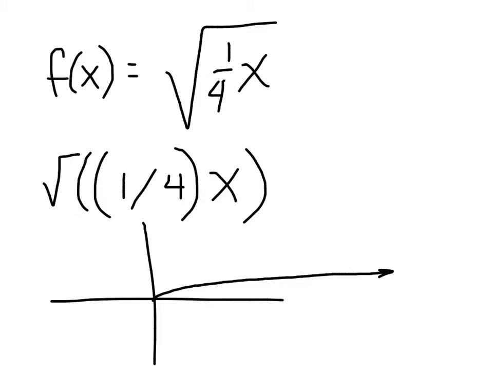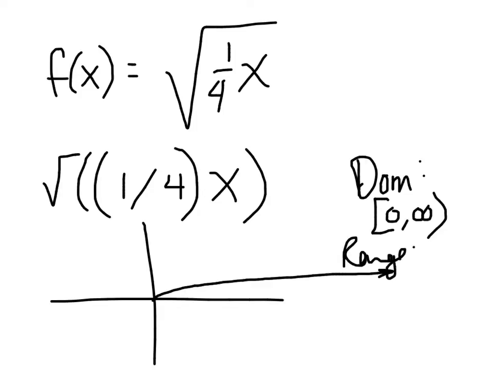Okay. What's the domain? 0 to infinity. What's the range? 0 to infinity. It didn't move left or right any, did it? Did it move up or down any? No, it didn't. So that doesn't change that fact. So the domain, and again, you know how I like to write it in interval notation. And the range was also 0 to infinity. Okay?